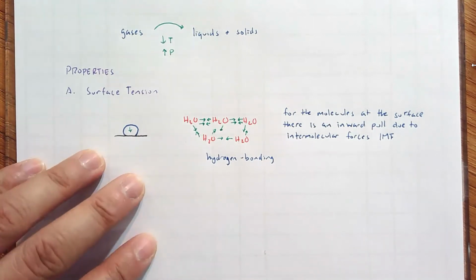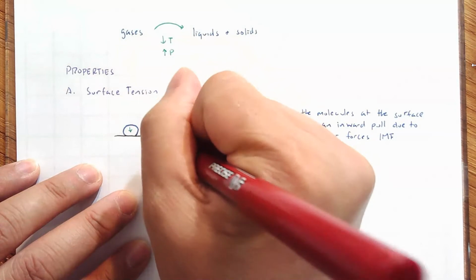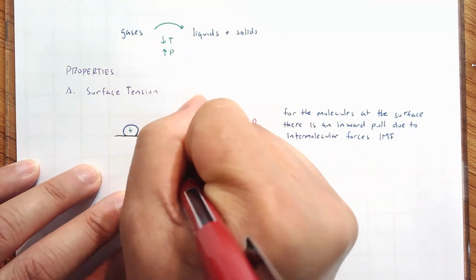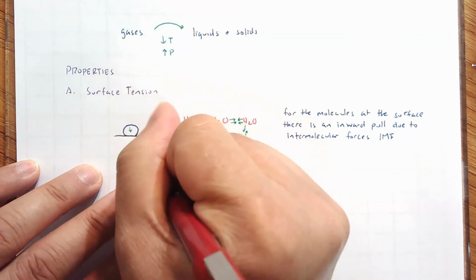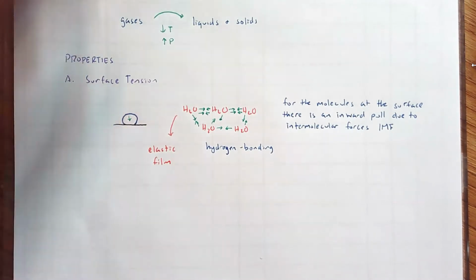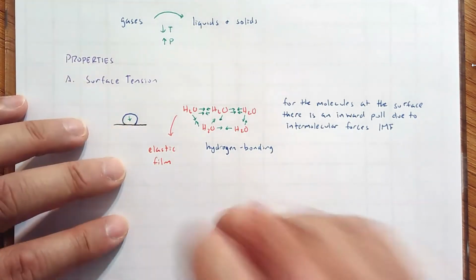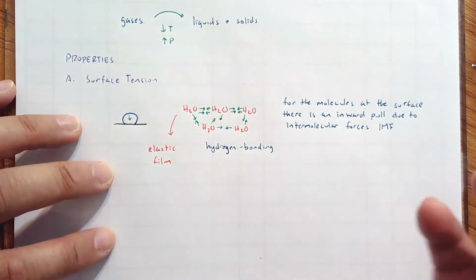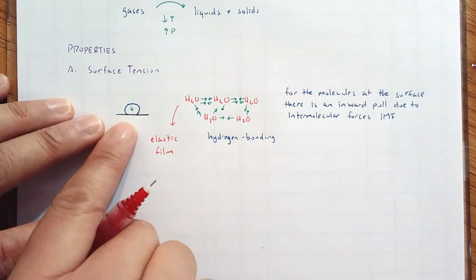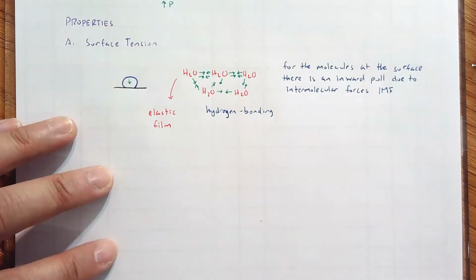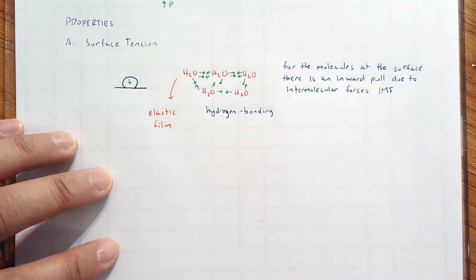What happens here is you form an elastic film. And you've seen that in action with those pictures of those water bugs standing on the surface, or you could even do this at home. You could balance a needle on top of a cup of water. That's not because of buoyancy, that's because of this surface tension and this elastic film that's keeping the needle in place.